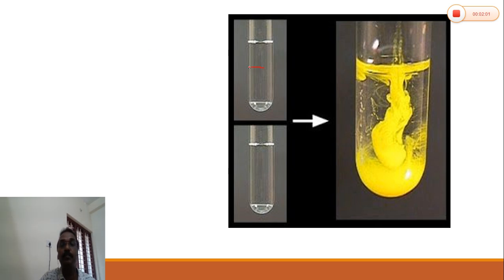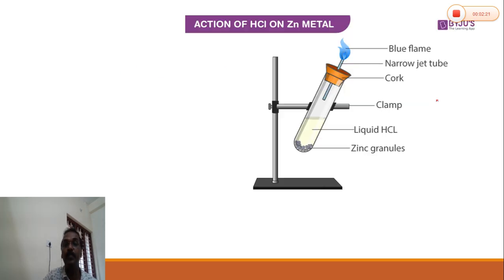This is another example. These are two substances: one is sodium sulfate, Na2SO4, and the other is barium chloride, BaCl2. When these colorless substances mix together, we get a colored substance. This is another chemical reaction.